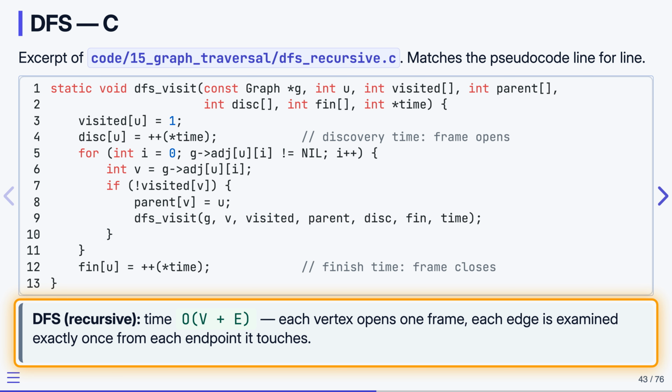The total time is big O of V plus E. Each vertex opens exactly 1 frame, and each edge is examined once from each end that touches it.